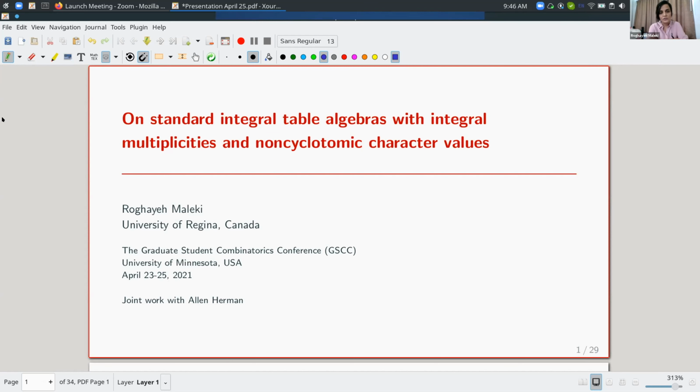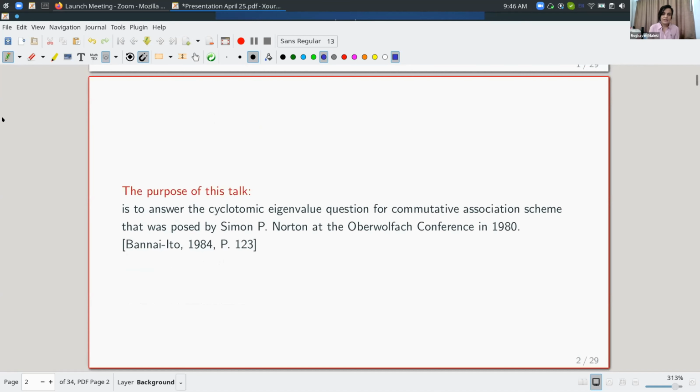Today I'm going to talk about standard integral table algebras with integral multiplicities and non-cyclotomic character values, and this is joint work with Alan Herman. In fact, the purpose of this talk is to answer the cyclotomic eigenvalue question for commutative association schemes, which was posed by Simon Norton at a conference in 1980. In reality, this question was also booked in 1984.